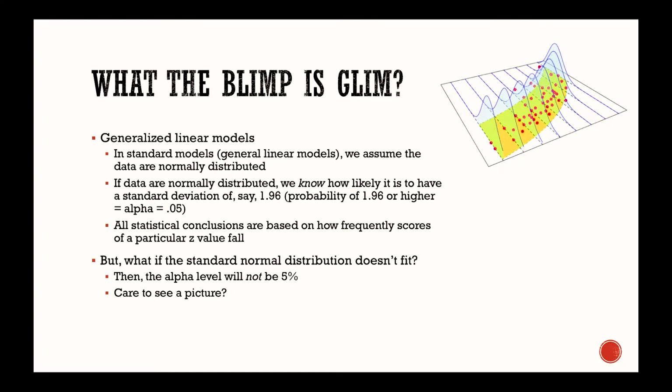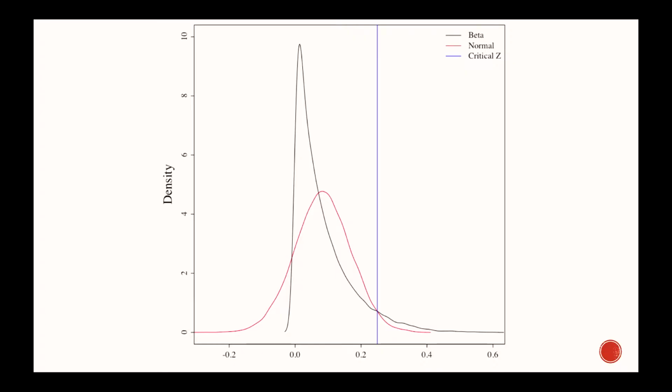Then the alpha level will not be 5% anymore. Y'all want to see a picture? I know I do. Look at that, people. So the red is a normal distribution, and the black is a beta distribution under some sort of parameters. And the blue line is the critical z of a normal distribution. Now notice that the area under the curve for the normal distribution, the red, is probably not going to be the same as the area under the curve for the black. So if that is 5% under the normal, it's probably not going to be 5% under the beta. So type 1 error probabilities are probably going to be messed up.